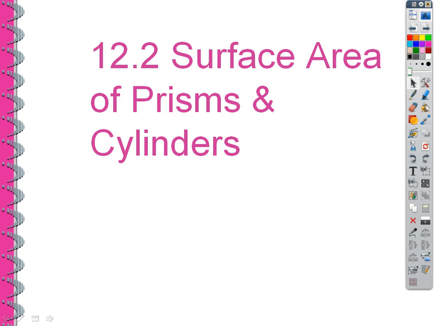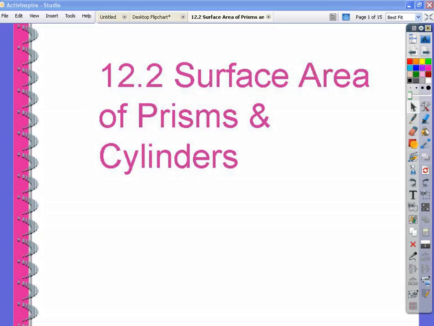Okay, let's take a look here. I want to look at surface area of prisms and cylinders. In fact, I think I don't want to do it this way, though. Okay, surface area of prisms and cylinders.